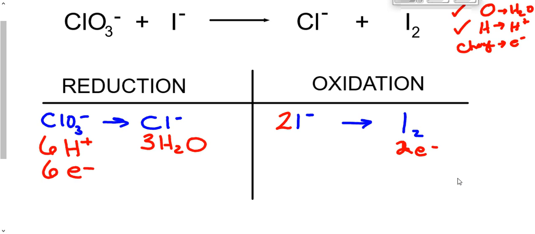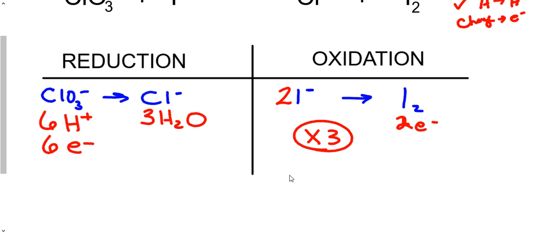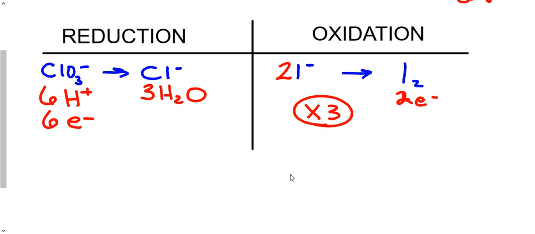There's no point in moving on. But 6 electrons and 2 electrons are not going to cancel. I can see, though, that a common factor for them would be 6. So I'm going to multiply this whole side of the reaction by 3, and that's going to make 6 electrons to cancel. So let's rewrite these two half-reactions horizontally, because I find that we make fewer mistakes that way.